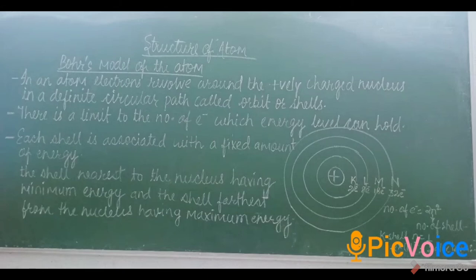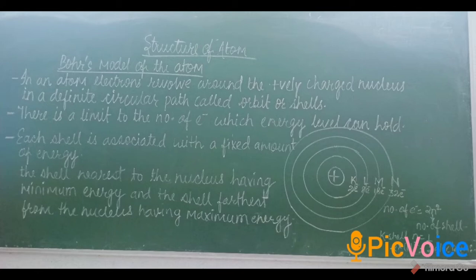Hello students, in this video I will explain Bohr's model of the atom. According to Bohr's model of the atom, electrons revolve rapidly around the nucleus in fixed circular paths called energy levels, shells or orbits. The energy levels or shells are represented by K, L, M, N.